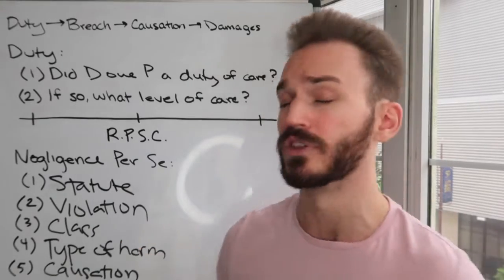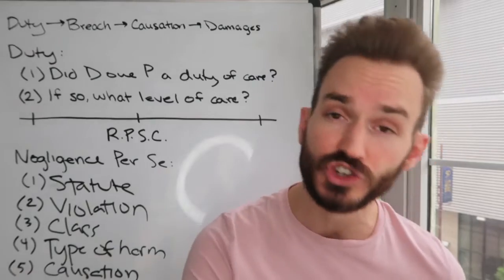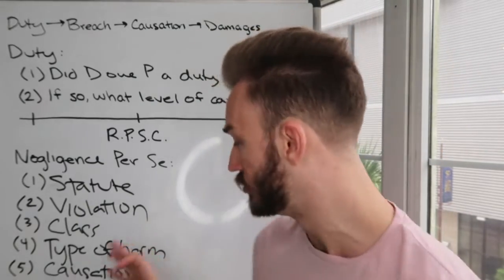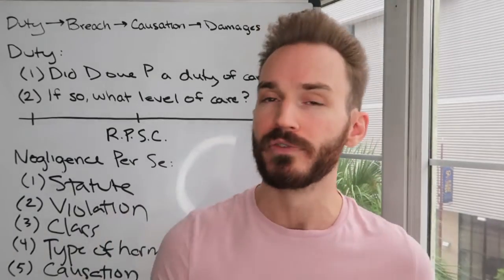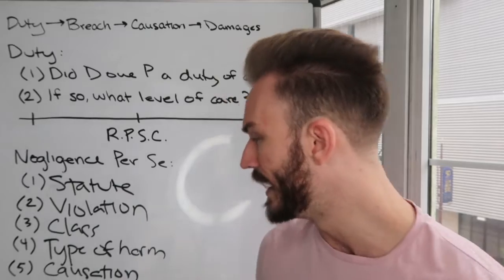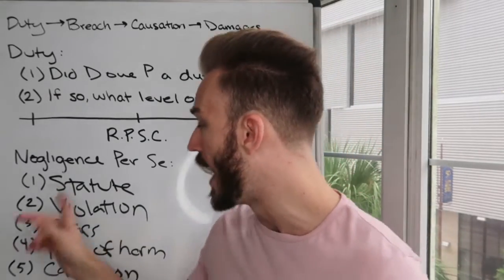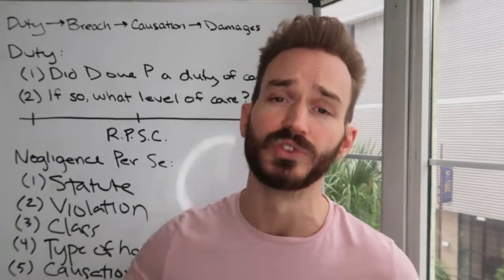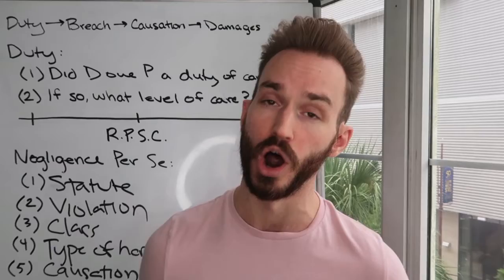Right? You want to determine if the plaintiff is in the class of people that the statute was designed to protect, and you want to determine if the plaintiff sustained the type of harm that this statute was designed to protect against. And then finally, causation, again, can be tricky to show, but you're going to have to show that the violation of the statute was the actual and proximate cause of the plaintiff's harm.